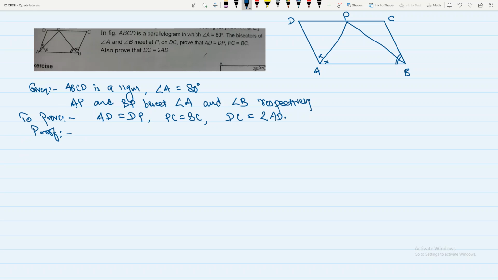Okay, let's begin. How do we begin? Yes, Mrinmayi, how do we begin? Sir, we'll consider two triangles. Okay, so you want me to start with congruency? Yes, sir. Without congruency, we can prove the first two things, that is, AD is equal to DP and PC is equal to BC. Without congruency it is possible, right? Let's do that first.